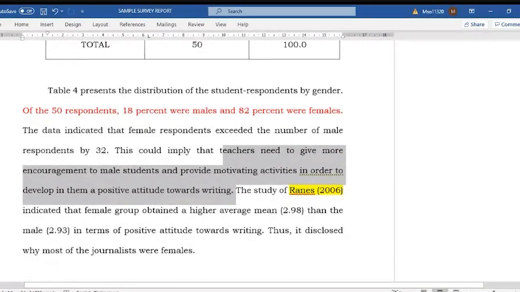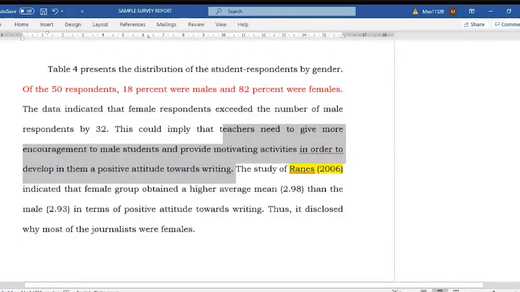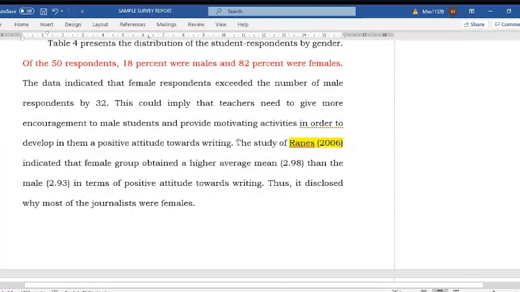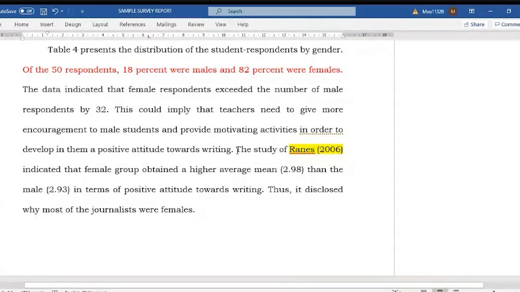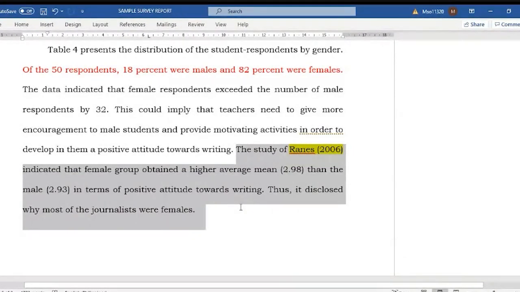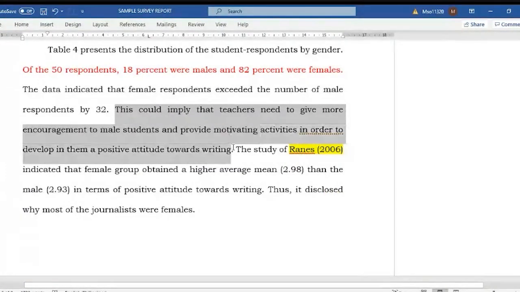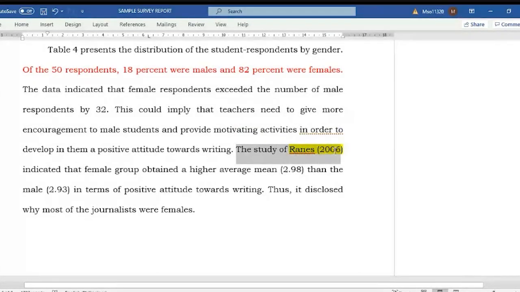Actually, you can do that in your report. You are going to interpret it. However, make sure that you support it with a study as well. Okay? So in this survey, the researcher reported that the study of Rains 2006 indicated that the female group obtained a higher average mean than the male in terms of positive attitude towards writing. Thus, it disclosed why most of the journalists were females. So what the writer had discovered in her survey had the same result as Rains 2006. So it is supported.